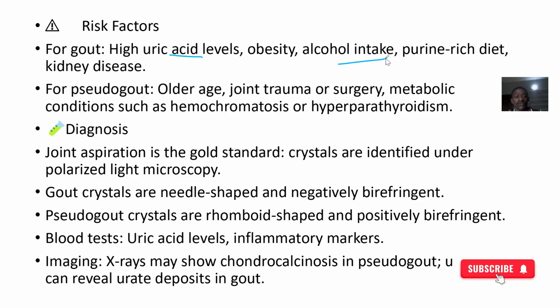For diagnosis, we do joint aspiration, where you look at it on microscopy and you see polarization, which shows there are crystals. Look at it under the polarized light microscope. Gout crystals are usually needle-shaped. Pseudogout crystals are usually rhomboid-shaped. Blood tests show that uric acid levels are high and inflammatory markers are also high. X-rays will show chondrocalcinosis.